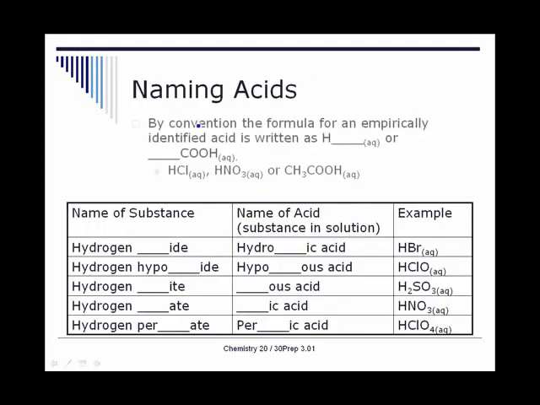When we're naming acids, by convention, acids can be written as H acids or COOH acids, and the difference is that COOH acids are organic acids, and these are just molecular acids. For the organic acids, most of the names are memorized, and we'll talk about a naming system for these in Chem 30, actually. So we'll be given the names as we need them.